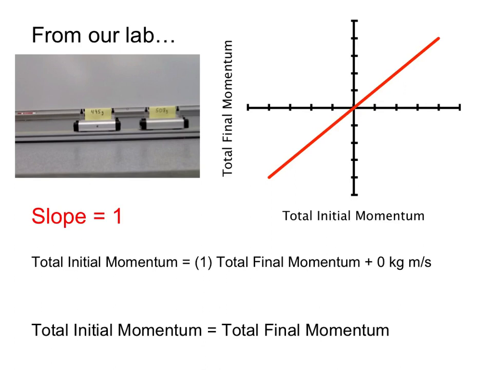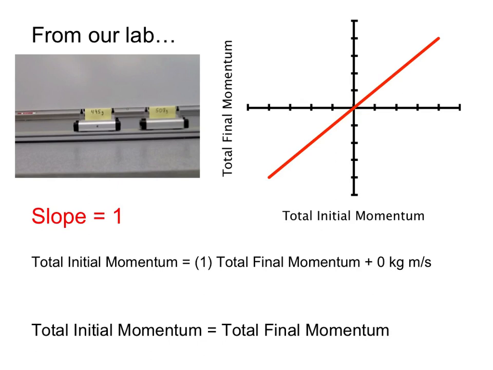Alright, so from our lab and our video analysis, we analyzed all these videos and combined them, and we graphed the total final momentum versus the total initial momentum here. And what we should have found was that it created a straight line, and not only was it a straight line, but it also had a slope of 1, or something extremely close to 1.